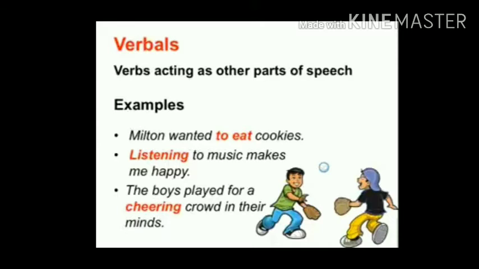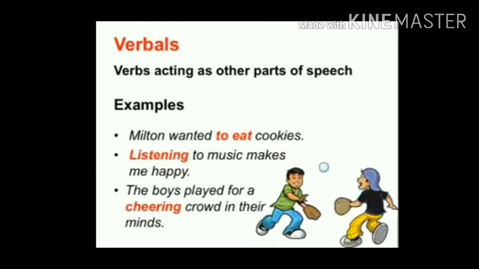So verbals are the verbs acting as other part of speech in place of or instead of the main verb. The verbals are the verbs which are acting as other parts of speech. For example, Milton wanted to eat cookies. Here wanted is the main verb, but to eat is also a verb, but it acts as another part of speech. Listening to music makes me happy.